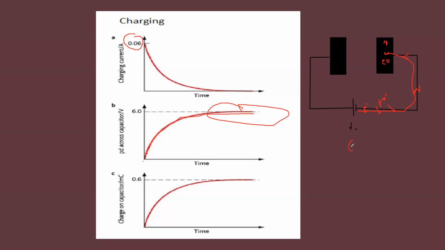So if you have a 6-volt supply, once this plate reaches 6 volts, the potential difference is 6 volts, then the capacitor will stop charging. But before this voltage, the capacitor will charge. And as you can see, in the beginning there is no charge on the capacitor, but with the passage of time the charge increases, as more electrons are on the capacitor. So charge will increase, voltage will increase, but the current will decrease.